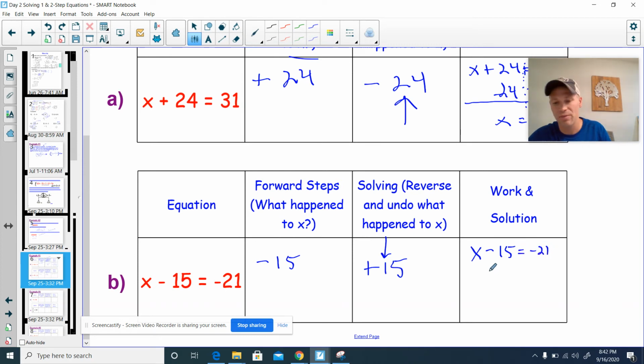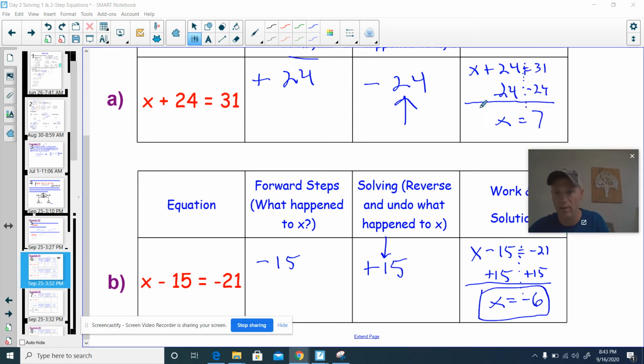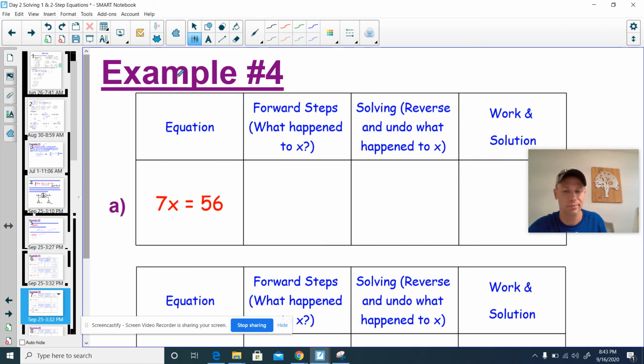Then I will add 15 to both sides, plus 15. And I will get x equals negative 6. I also like to box my answers, so it's really easy for me to tell where I'm at. Okay, so that is example 3.